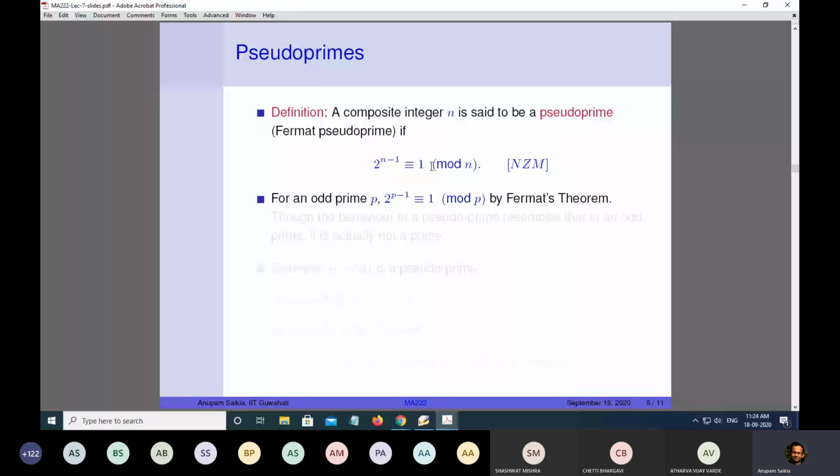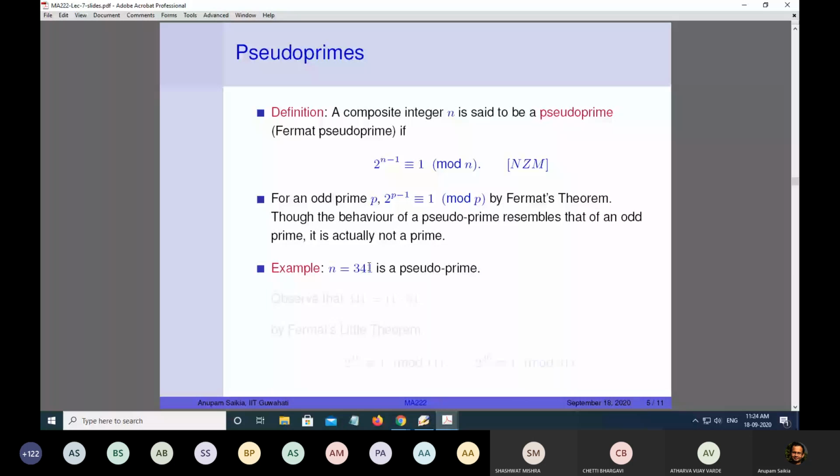So the behavior of a pseudoprime resembles that of an odd prime, but actually it is not a prime. For example, let's take 341. It's a pseudoprime. Why? First of all, it's a composite number because it is 11 times 31. But we'll check that 2 to the power 340 is 1 mod 341. That's what we have to verify. Then it will qualify as a pseudoprime.